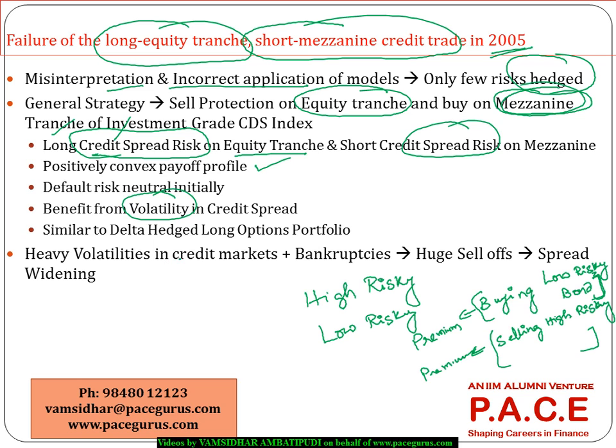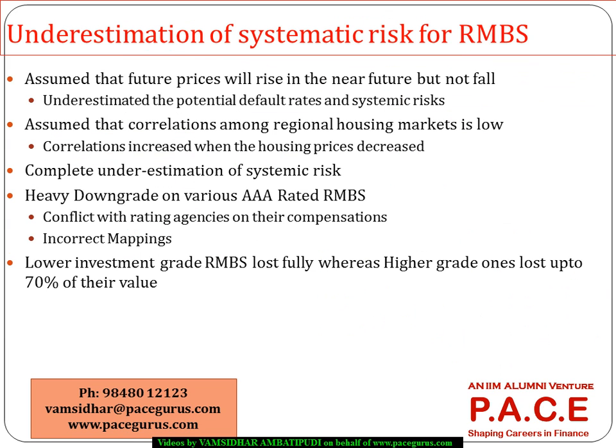But because of the heavy volatilities in the credit markets and bankruptcies, this led to huge sell-offs, and the spread widened very badly, which has resulted in the failure. So that was a wrong model which was created, as well as a wrong application of the same, which led to the crisis altogether.